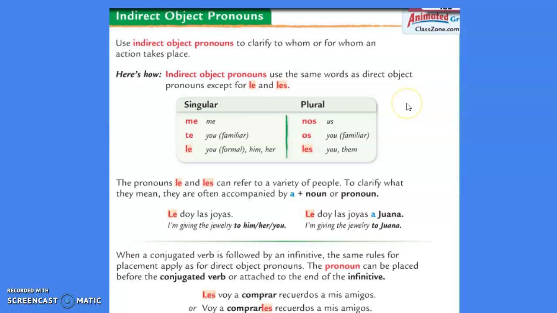Remember that song we learned? Me te lo y la, nos os los y las, me te lo y la, direct object pronouns.